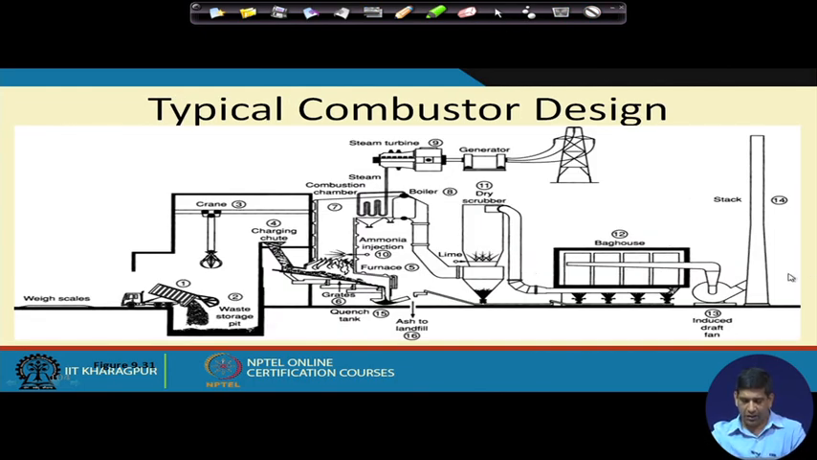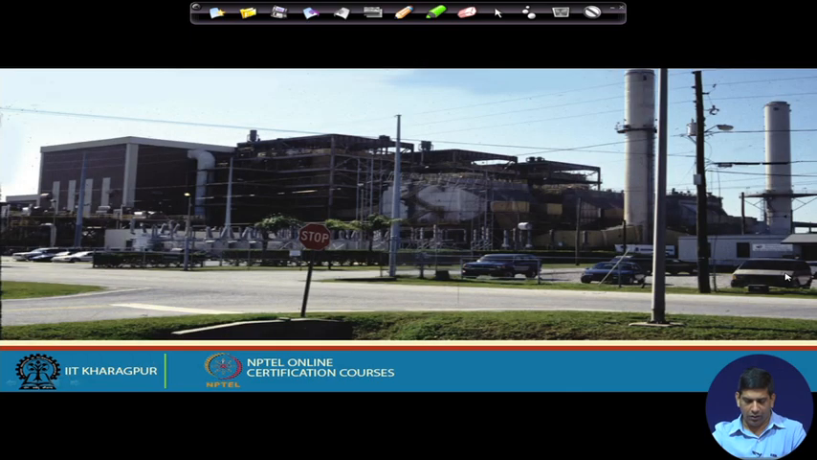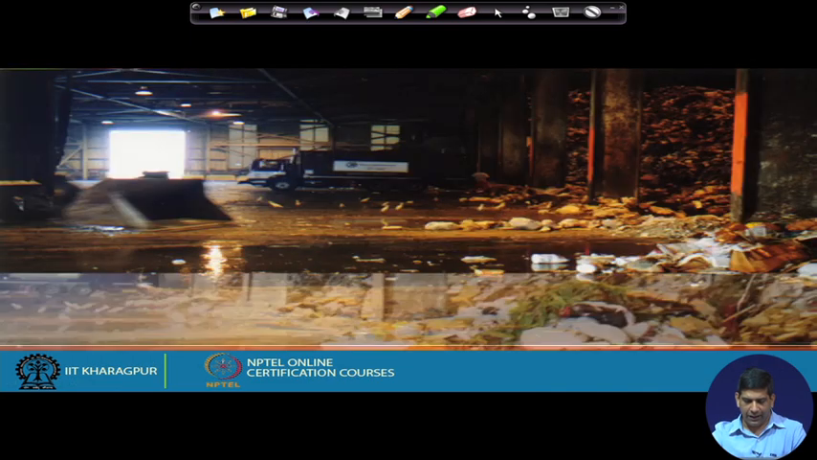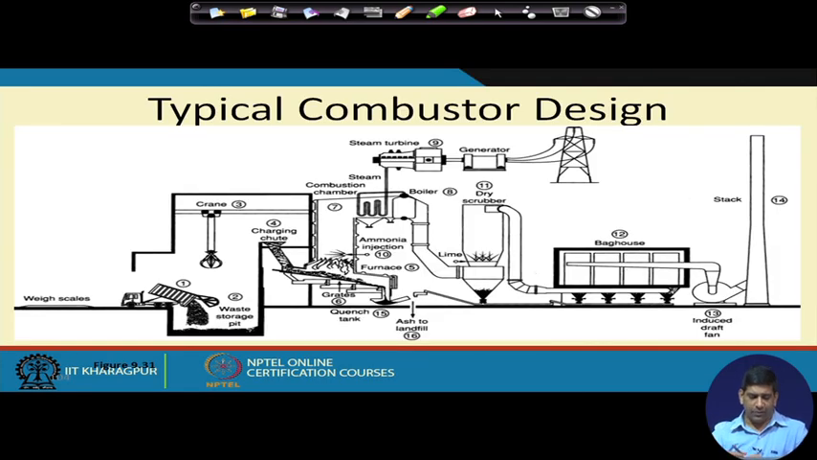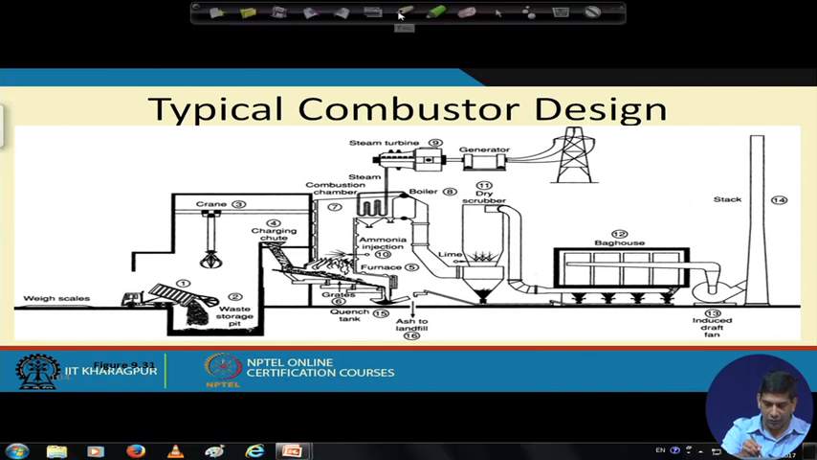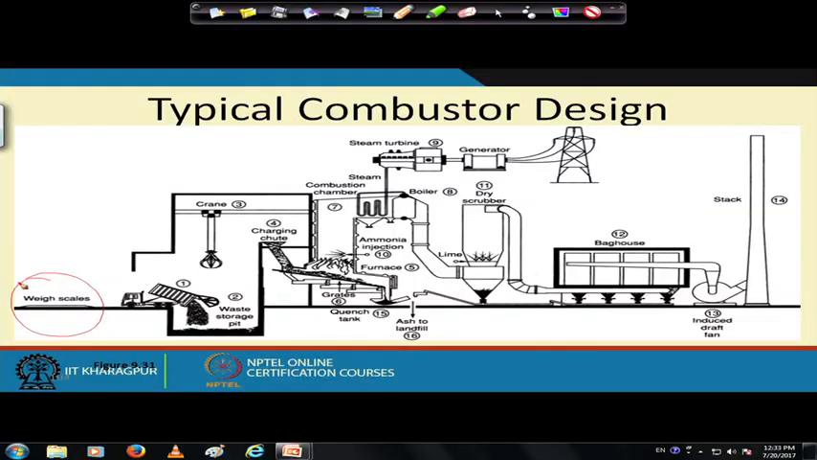So let's look at the overall design of this particular plant, and then let's try to explain this. So typical combustor design. Here let's go over one by one. So we have the weighing scale where the garbage will be weighed in. Why do we need this weighing scale? Because we need to know how much waste is coming in, because the collection company will also get paid based on the amount of garbage they are bringing in. So the weighing scale will weigh the full truck, and then they will weigh the empty truck on the way out. And then they will know the amount of garbage coming in.